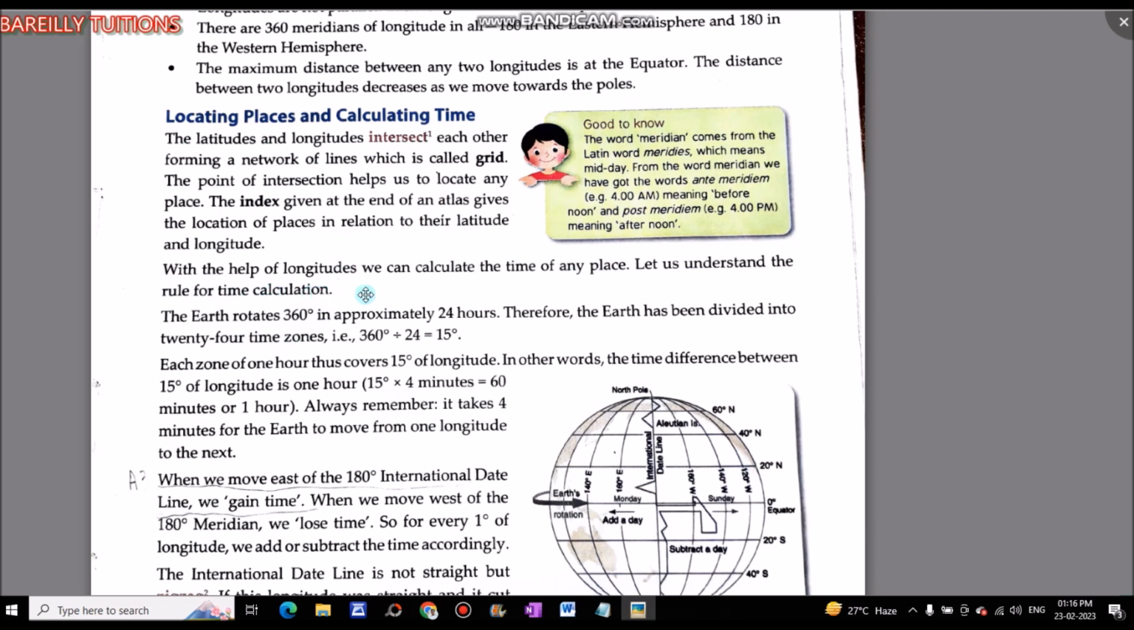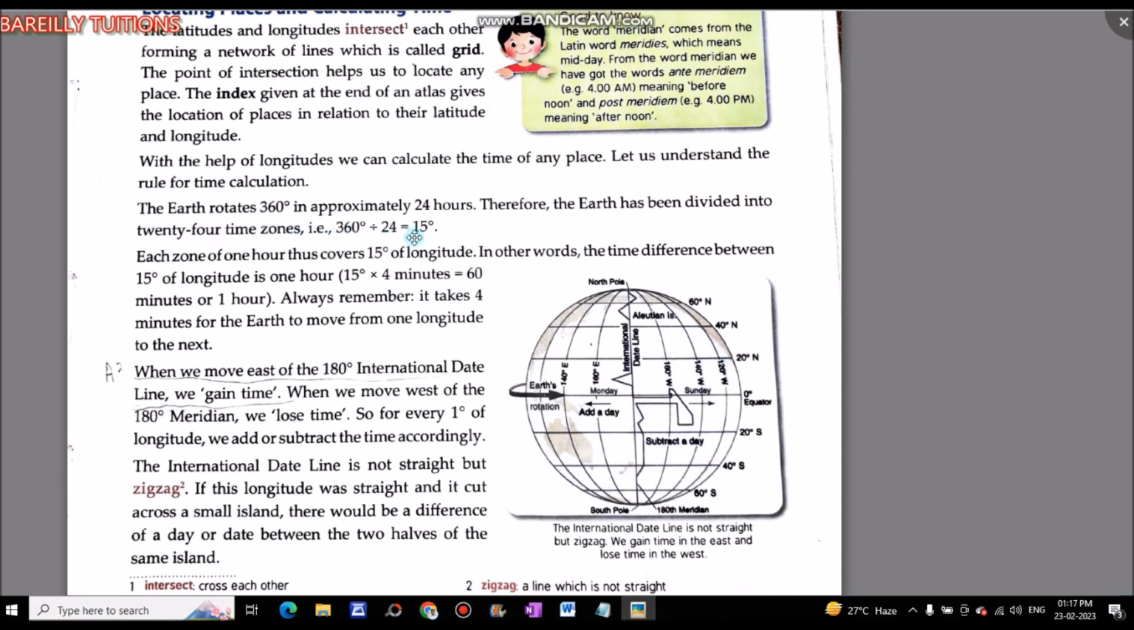With the help of longitudes, we can calculate the time of any place. The Earth rotates 360 degrees in approximately 24 hours. Therefore, the Earth has been divided into 24 time zones. That is, 360 degrees divided by 24 is equal to 15 degrees. Each zone of 1 hour thus covers 15 degrees of longitude. In other words, the time difference between 15 degrees of longitude is 1 hour. 15 degrees into 4 minutes is equal to 60 minutes or 1 hour.